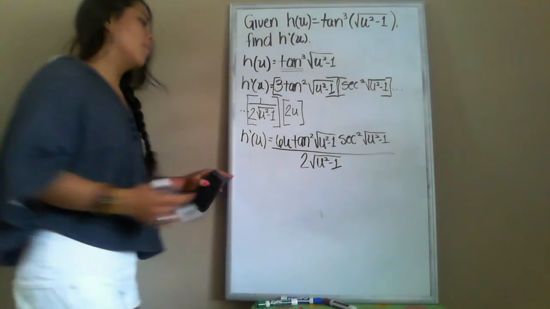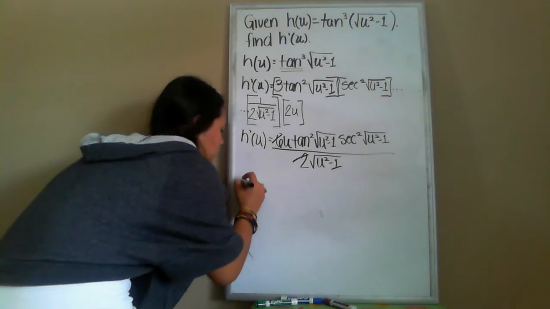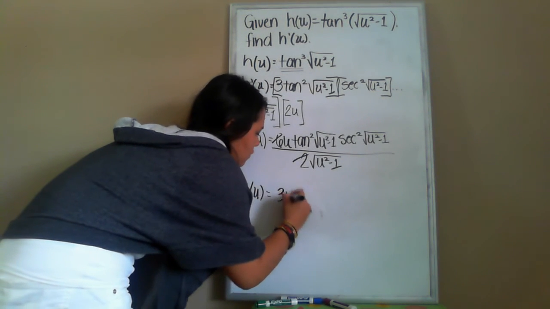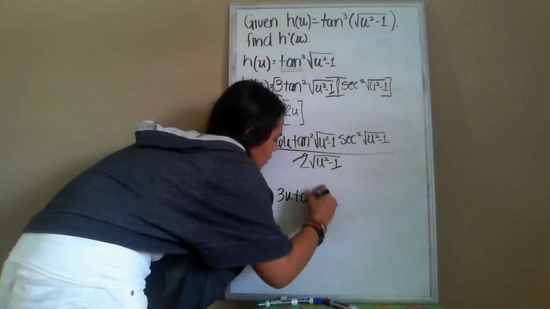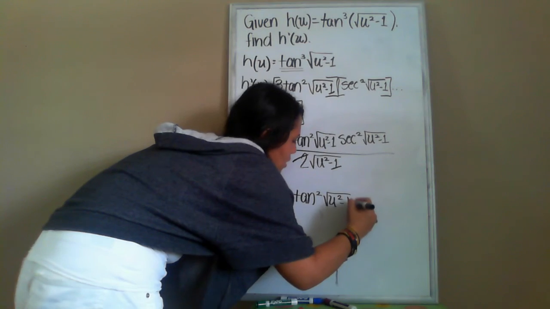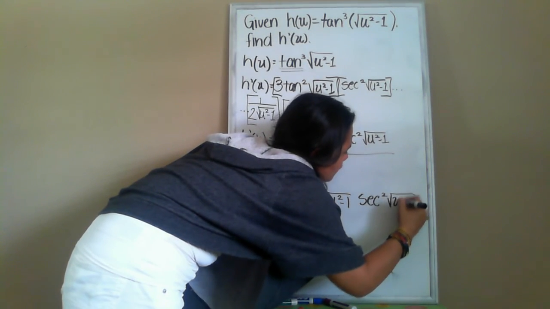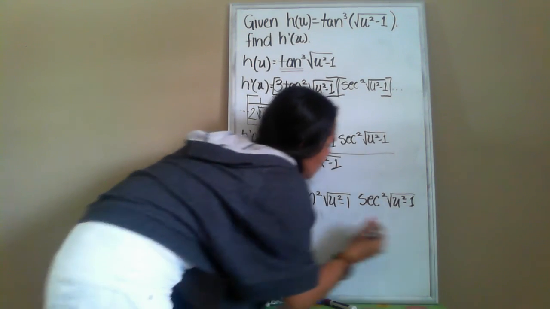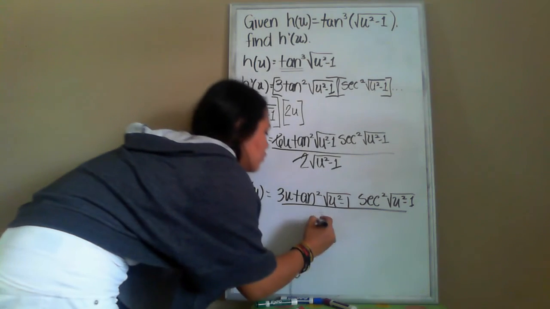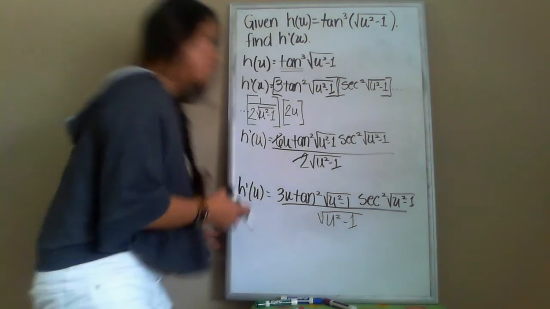Okay, so now what we have left, we simplify 6 and 2, which would give us our final answer. That would be 3u times tangent squared of the square root of u squared minus 1 times secant squared of the square root of u squared minus 1, all over the square root of u squared minus 1. And that would be our final answer.